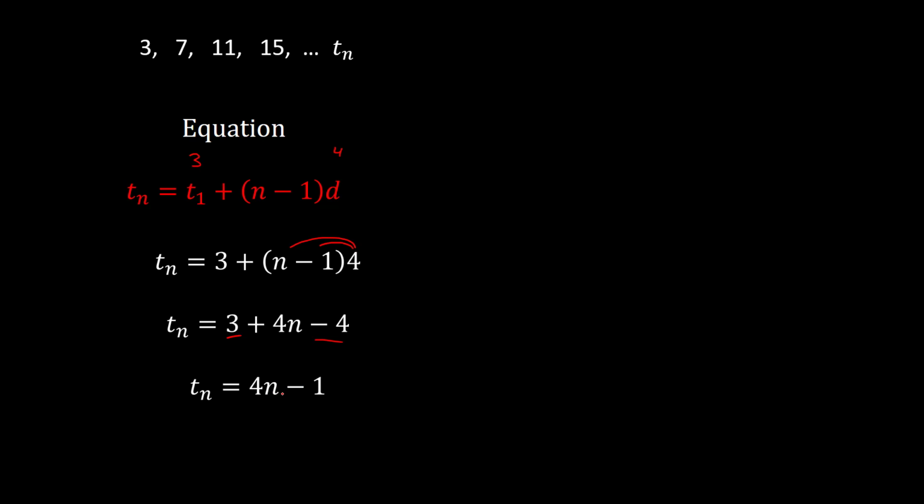Let's say we're trying to find the 200th term. Well, we can just plug a 200 in for n. We get Tn equals 4 times 200 minus 1. So now we have 799. We can now plug in any term number to find what is the solution. And so this is much quicker, and we can call this the formula to find the nth term.